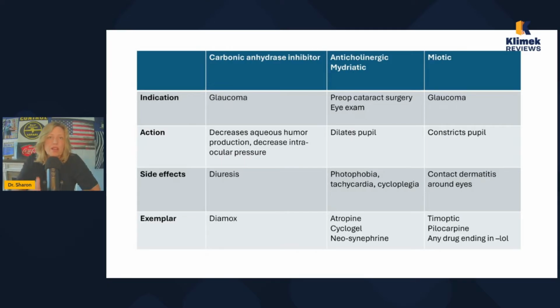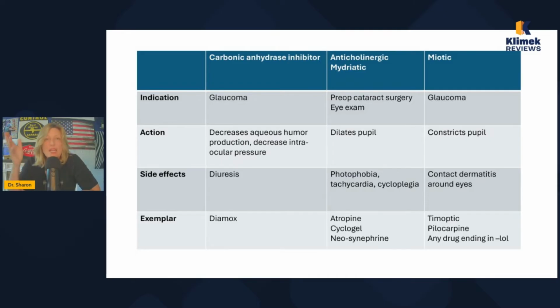Now, the other type of eye drop that you can get tested on are anticholinergics. Now, remember, acetylcholine is the neurotransmitter for the parasympathetic nervous system. The parasympathetic nervous system causes constriction, but if you give an anticholinergic, you cause dilation. So anticholinergics cause dilation, and direct mydriatics also cause dilation.